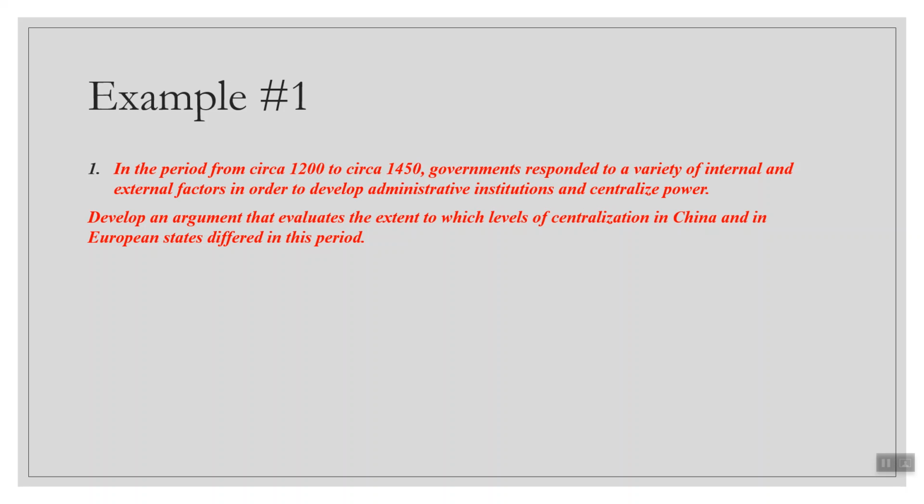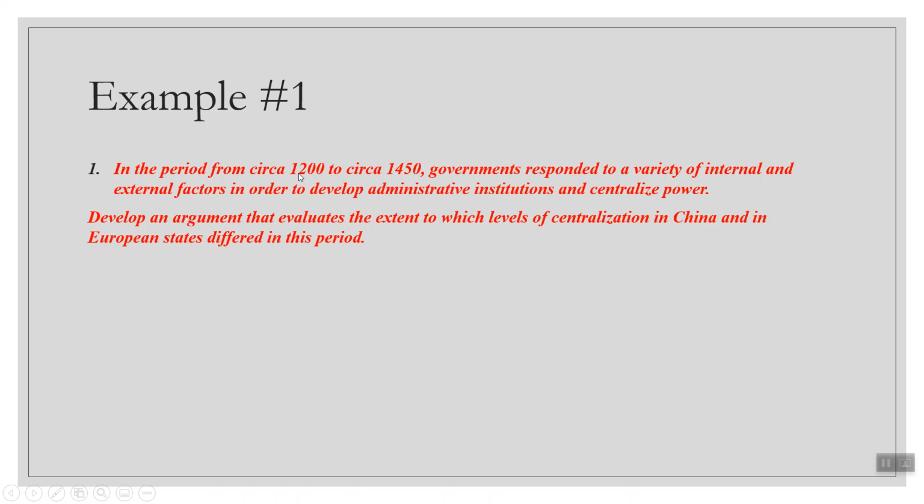European states differed. Okay, so now, what is the skill? We're talking about difference. They're not talking about similarities and differences, only the differences. So we're only supposed to write about what made China and Europe different, and they're also asking about centralization. They're not asking about religion. Well, you could use religion to talk about centralization, but they're not asking you specifically about religion or culture or anything else. They're talking about centralization in China and in Europe.